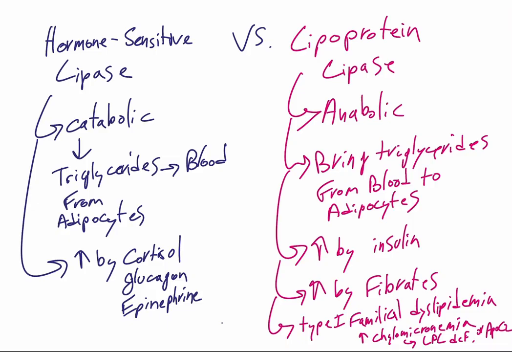As far as type 1 familial dyslipidemia, this is due to deficiency of LPL or ApoC2. This leads to elevated chylomicrons.